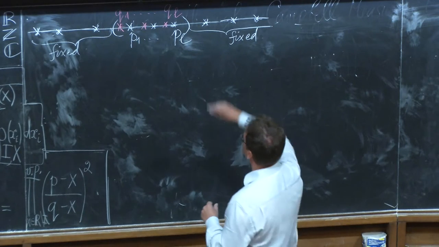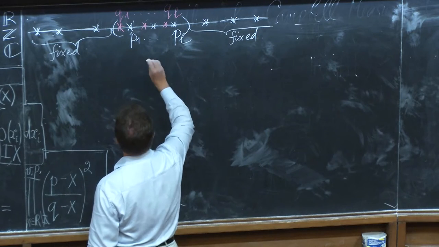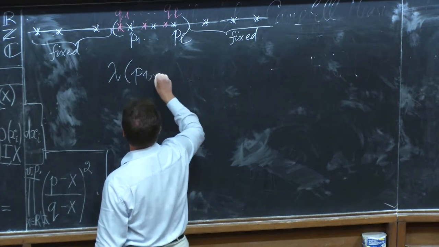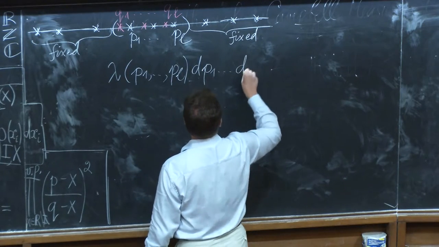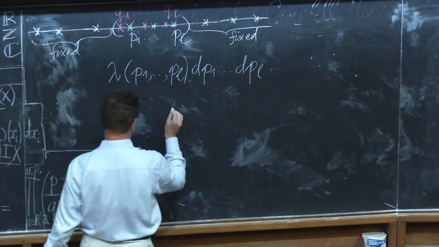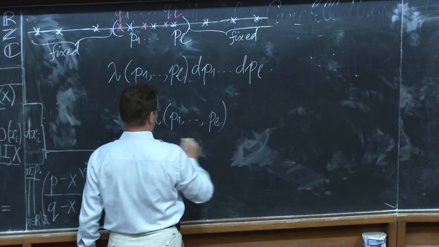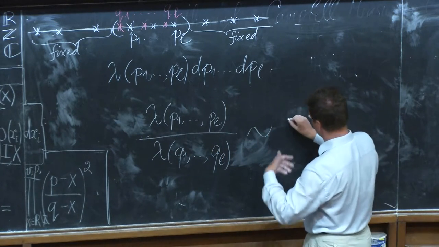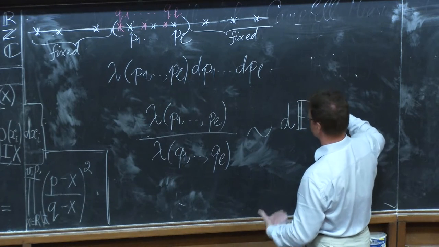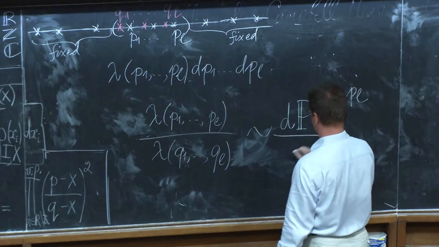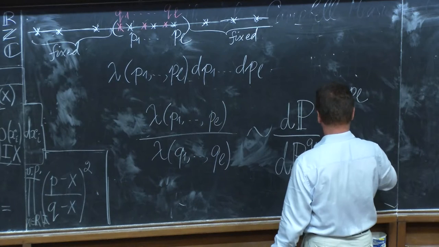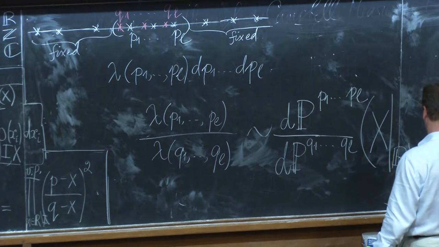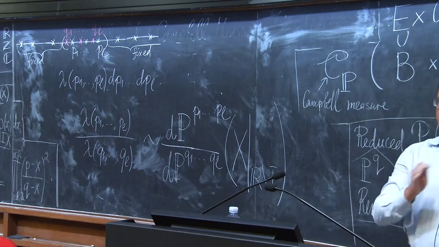At this point, we have just the following. Let me assume that my conditional measure has density lambda(p_1, ..., p_L) dp_1 ... dp_L. Then, in fact, lambda(p_1, ..., p_L) over lambda(q_1, ..., q_L) is essentially equal to the ratio of the corresponding Palm measures, considered precisely at the restriction of my configuration to the complement of my interval. This is some sort of Bayes formula.